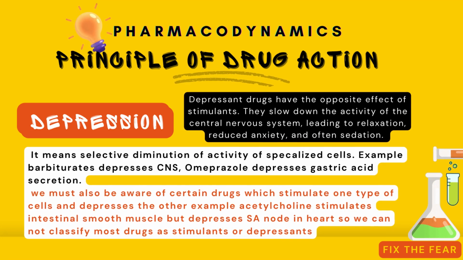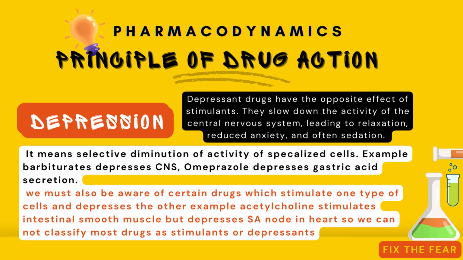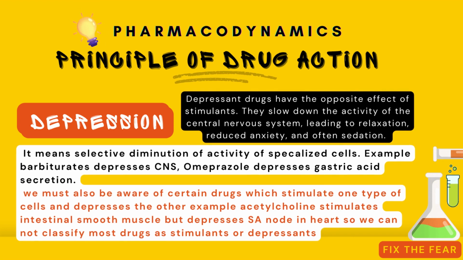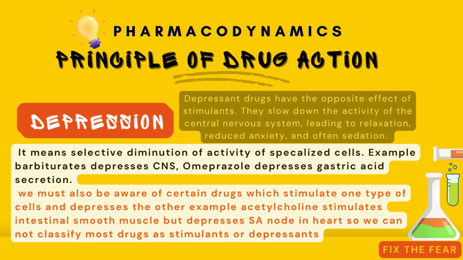We must also be aware of certain drugs which stimulate one type of cells and depress the other. Example: acetylcholine stimulates intestinal smooth muscle but depresses the SA node in the heart, so we cannot classify most drugs as stimulants or depressants.